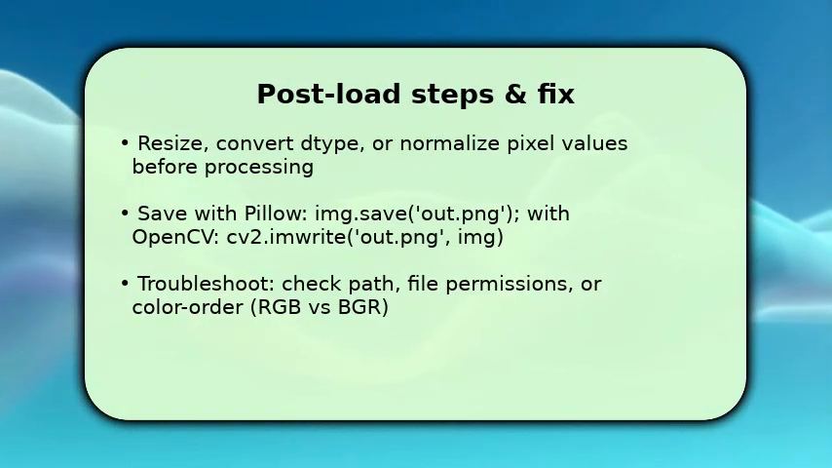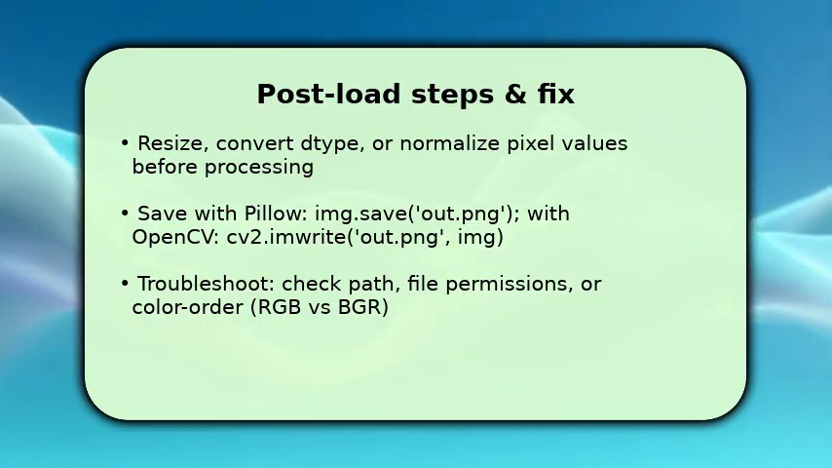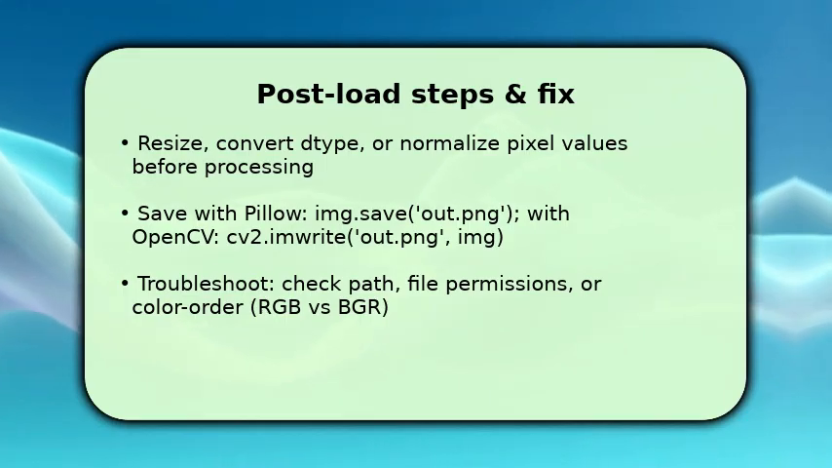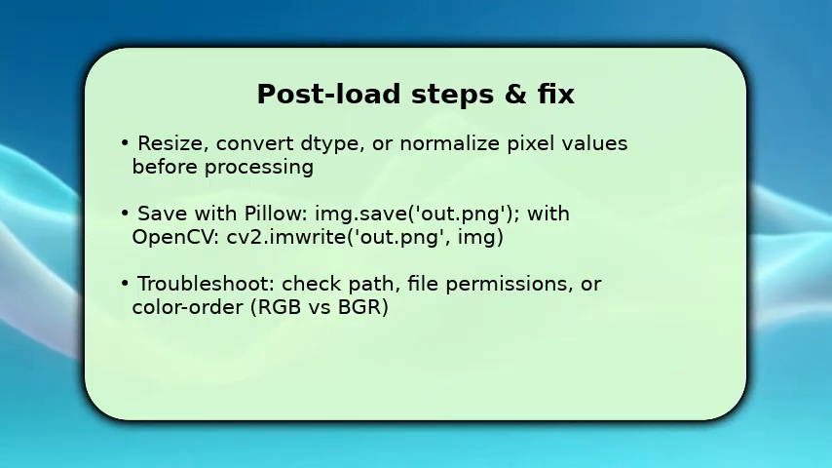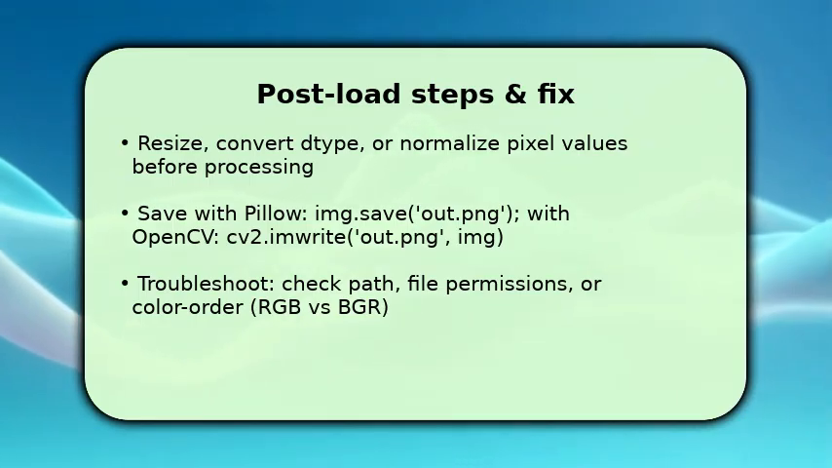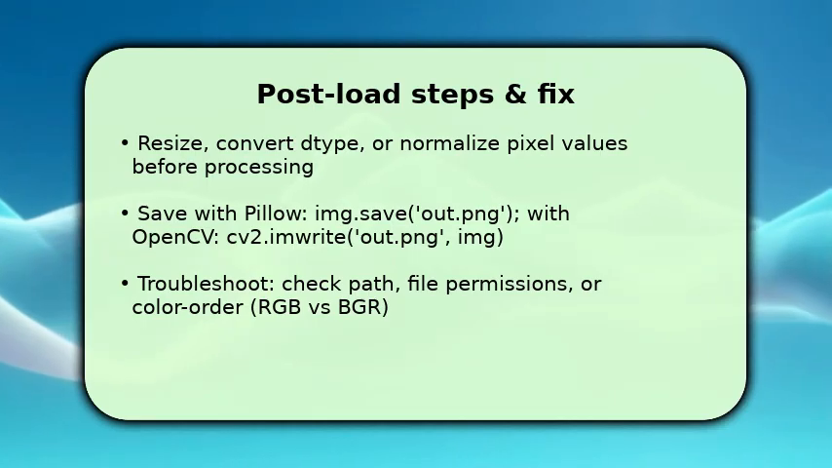Finish by preparing the image for your workflow. Resize to target dimensions, convert dtype, uint8 versus float32, and normalize pixel ranges if a model requires 0 to 1. Save a copy to verify the pipeline: Pillow's img.save("out.png") or OpenCV's cv2.imwrite("out.png", img). If something fails, debug systematically.